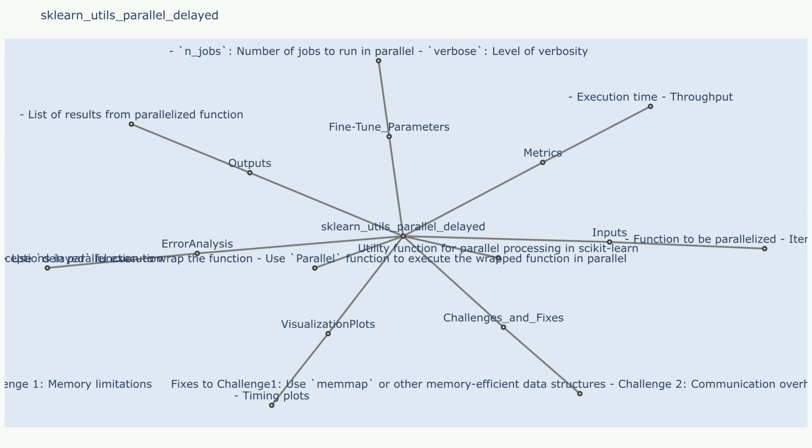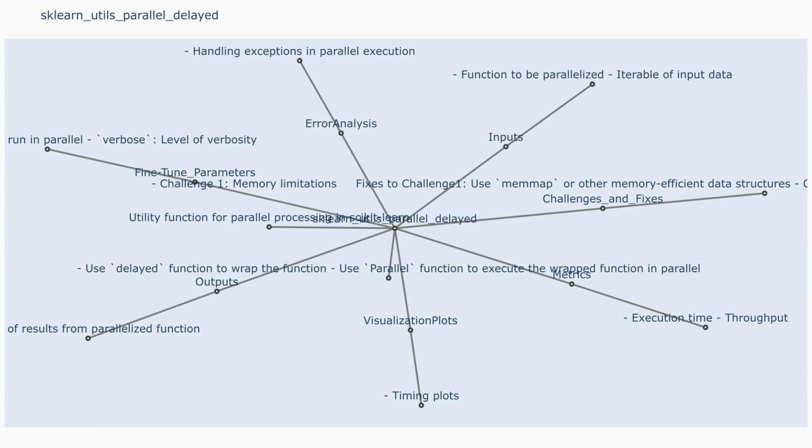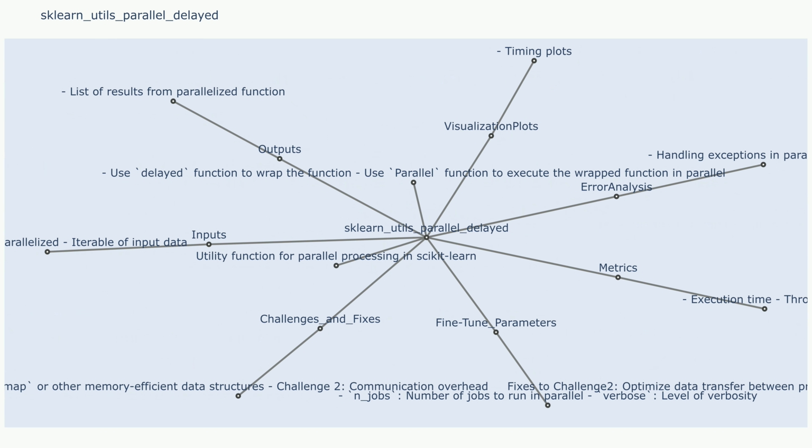Metrics: execution time: you can track the time it takes to execute the tasks with and without parallelization. Speedup: the ratio of execution time without parallelization to execution time with parallelization. Visualization plots: Gantt chart: this can visually represent the scheduling and execution of tasks in parallel.